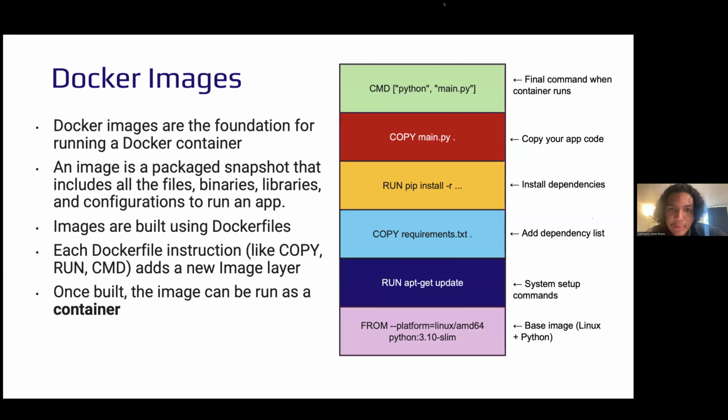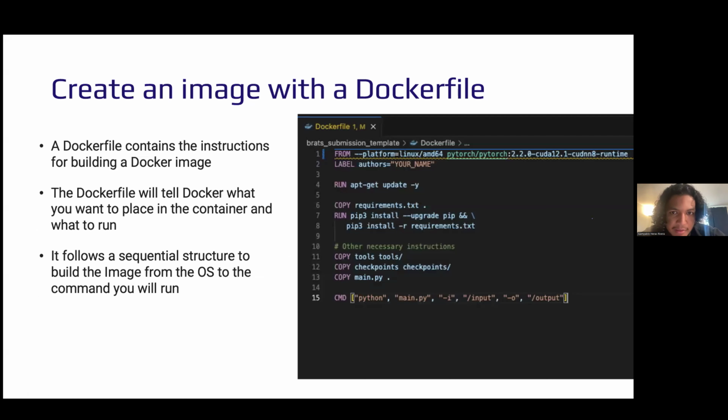So now that you are familiar with Docker images and what they contain, I'll go into more detail on how they're generated. These images are generated with what is called a Docker file. The Docker file contains all of the instructions that we use for building this Docker image. It will tell Docker what you want to place in the container, which packages you want to have in the container, and what you want to run. Similarly to what I described before, we follow this sequential structure to build the image from the bottom up. So we start with the Linux architecture and go all the way to the command.